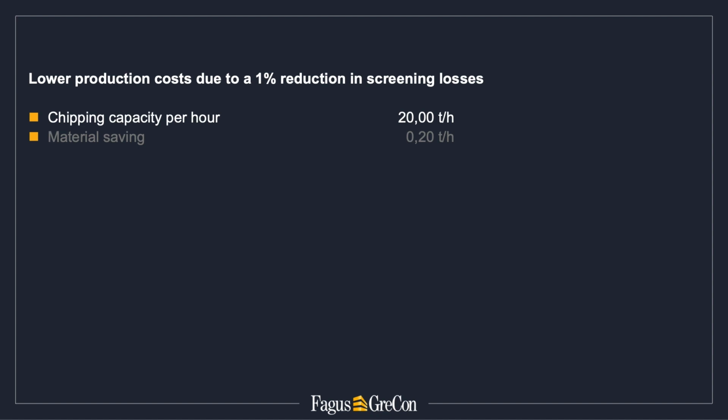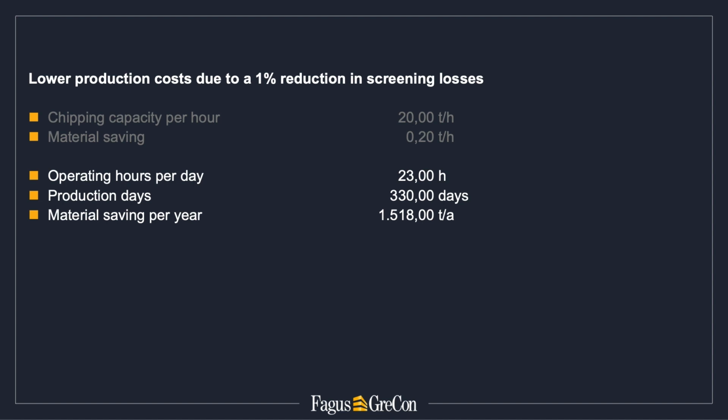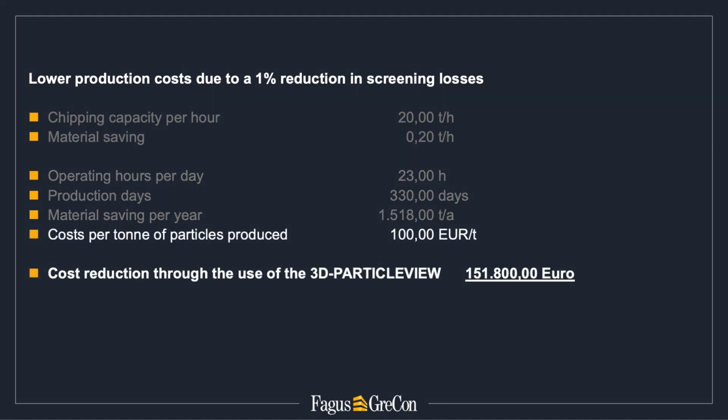The following model calculation shows you the possible savings for 1 year. The calculation assumes a chipping capacity of 20 tons per hour. This results in a material saving of 200 kilograms per hour. Assuming 23 operating hours per day and 330 production days, this results in a material saving of around 1,518 tons, extrapolated to 1 year. Assuming costs of 100 euros per ton of particles produced, the saving potential achieved with the 3D particle view is around 152,000 euros per year.